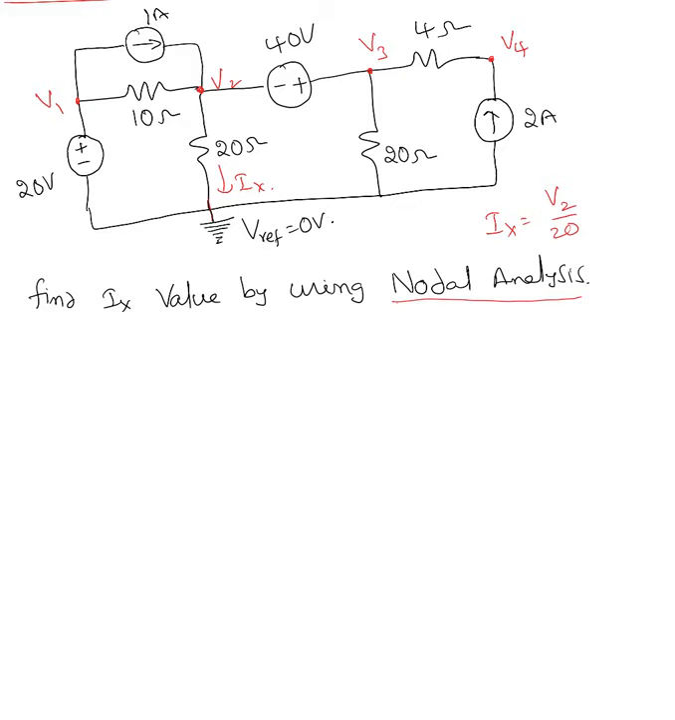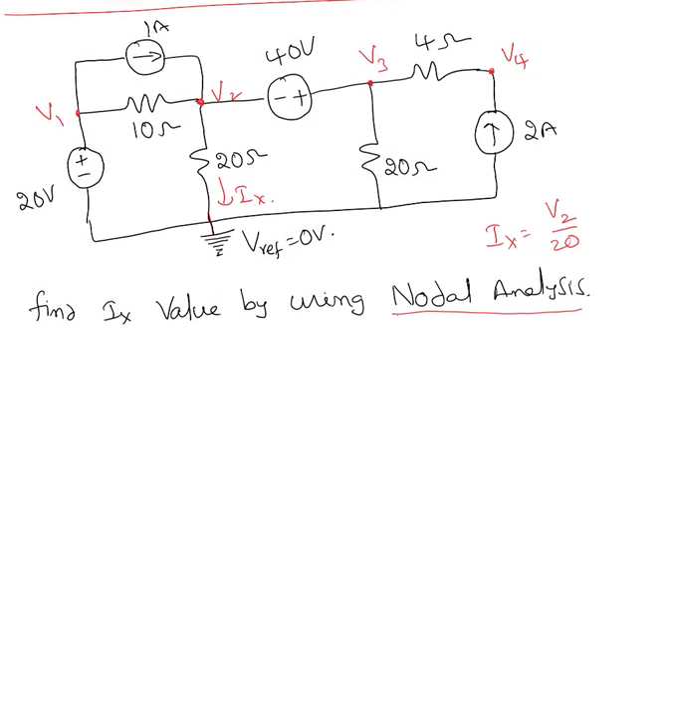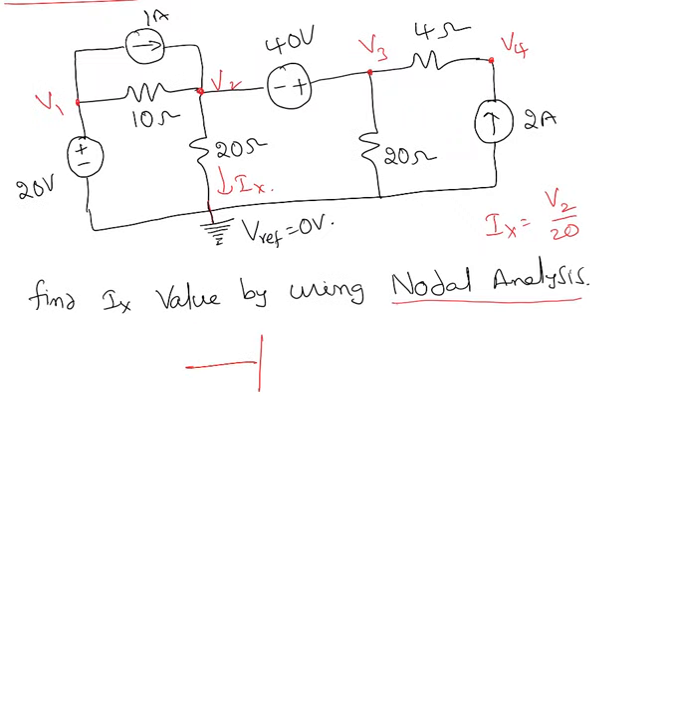Okay, now at V1, do we need to apply KCL? No, because as I mentioned, as long as you have a voltage source in between an unknown node voltage and ground, that unknown node voltage is equal to the source voltage. So here V1 equals 20 volts. We don't need to apply KCL at V1.